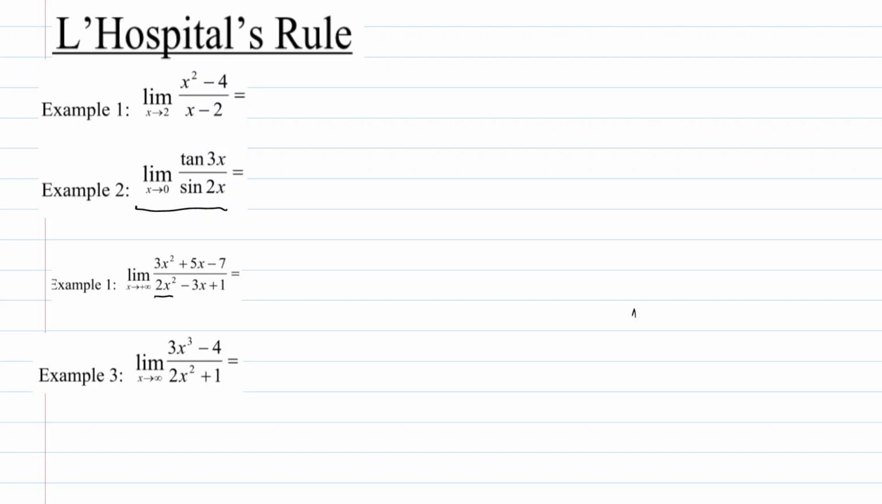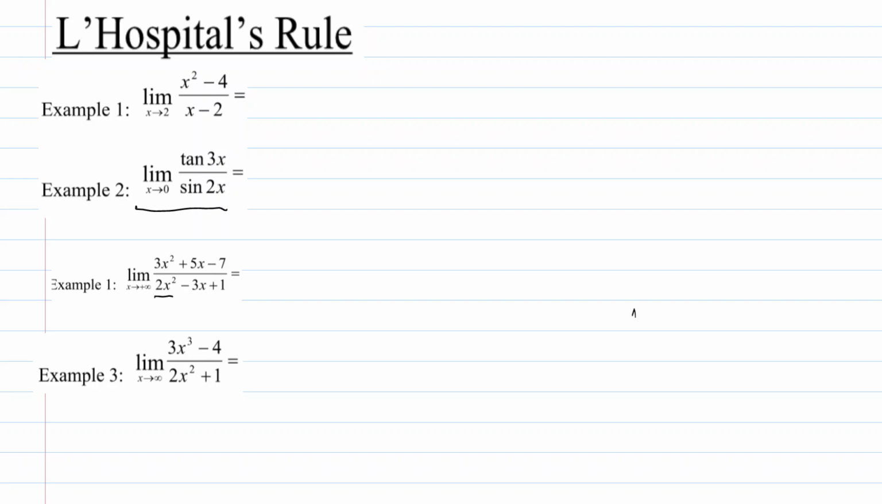So the first step of every L'Hopital's rule problem is to make sure that you have a 0 over 0 or an infinity over infinity case. You cannot use L'Hopital's rule unless it has one of these attributes. Now it can be negative infinity over infinity or negative infinity over negative infinity or any of those combinations, but as long as you have some sort of infinity over some sort of infinity and 0 over 0, this is a legit method.